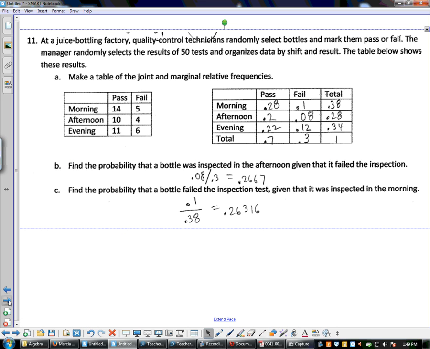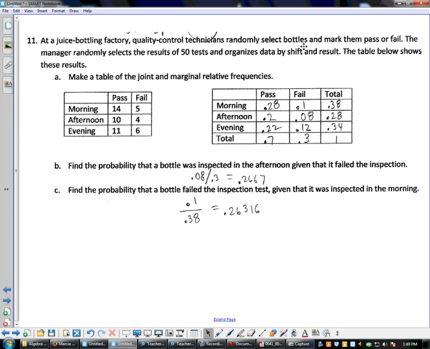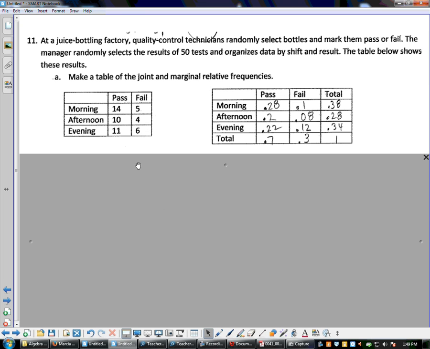All right, how about number 11? At a juice bottling factory, quality control technicians randomly select bottles and mark them pass or fail. The manager randomly selects the results of 50 tests and organizes the data by shift and result. The table below shows these results. So this is the table that you were given here, and then you needed to fill in the joint and the marginal frequencies.